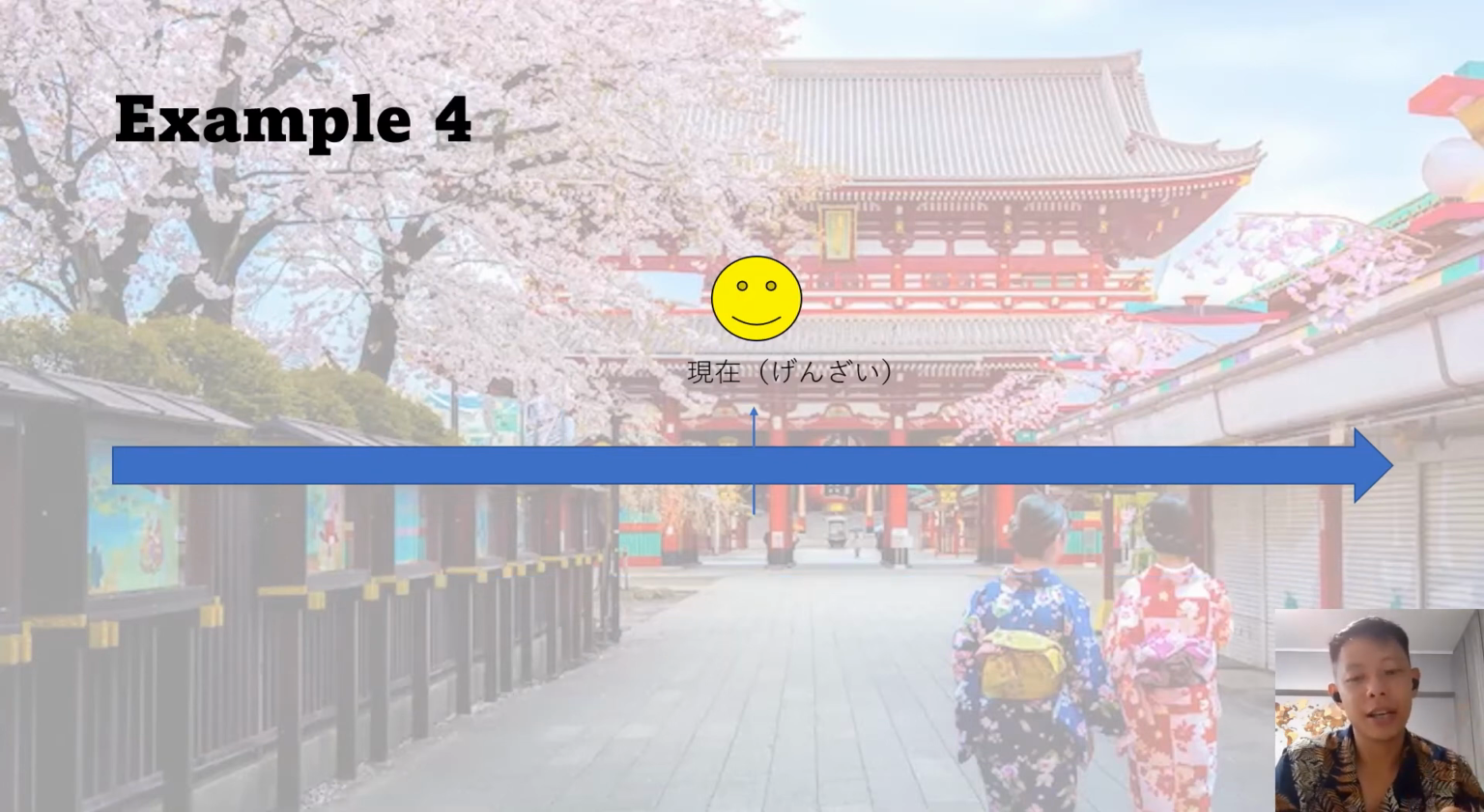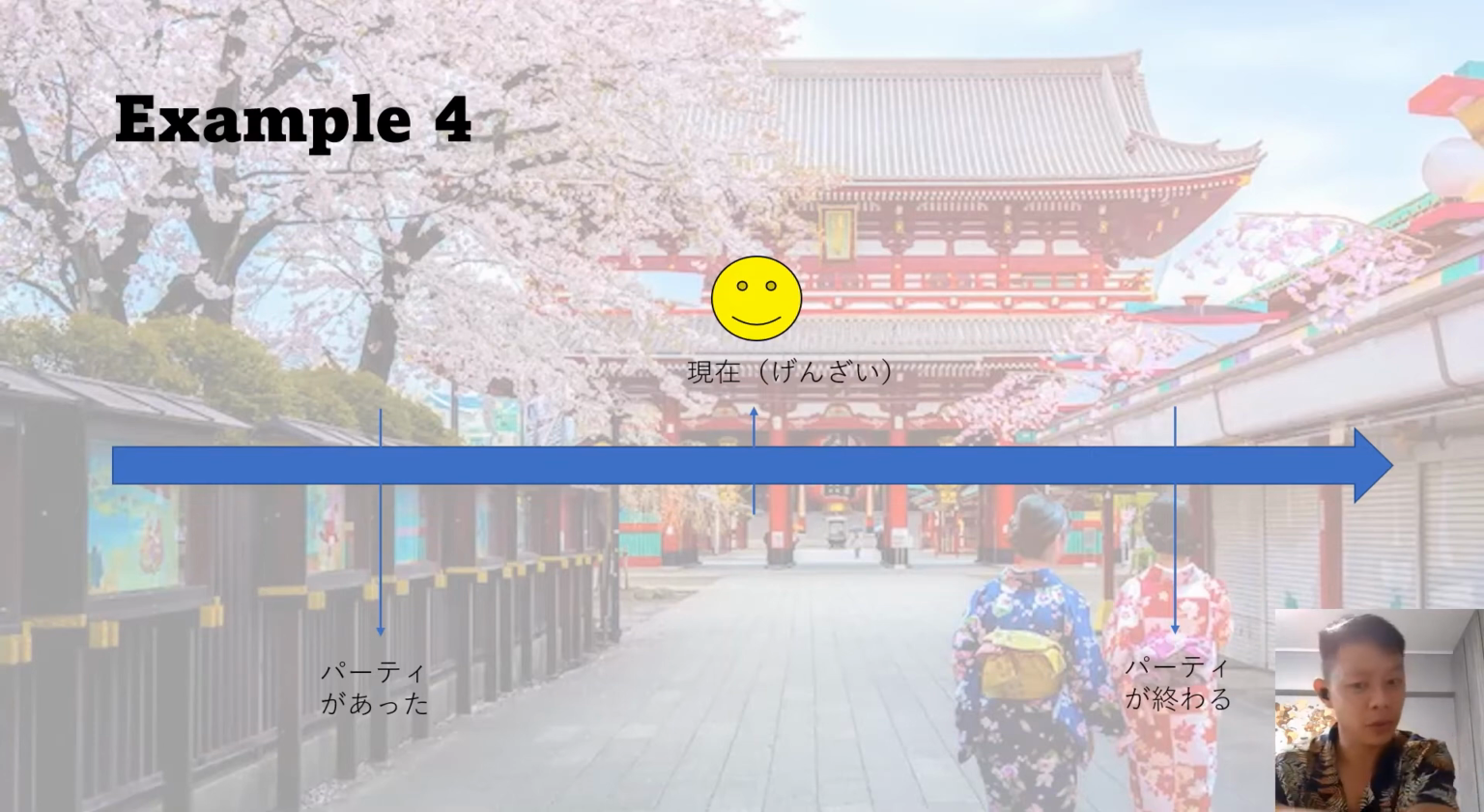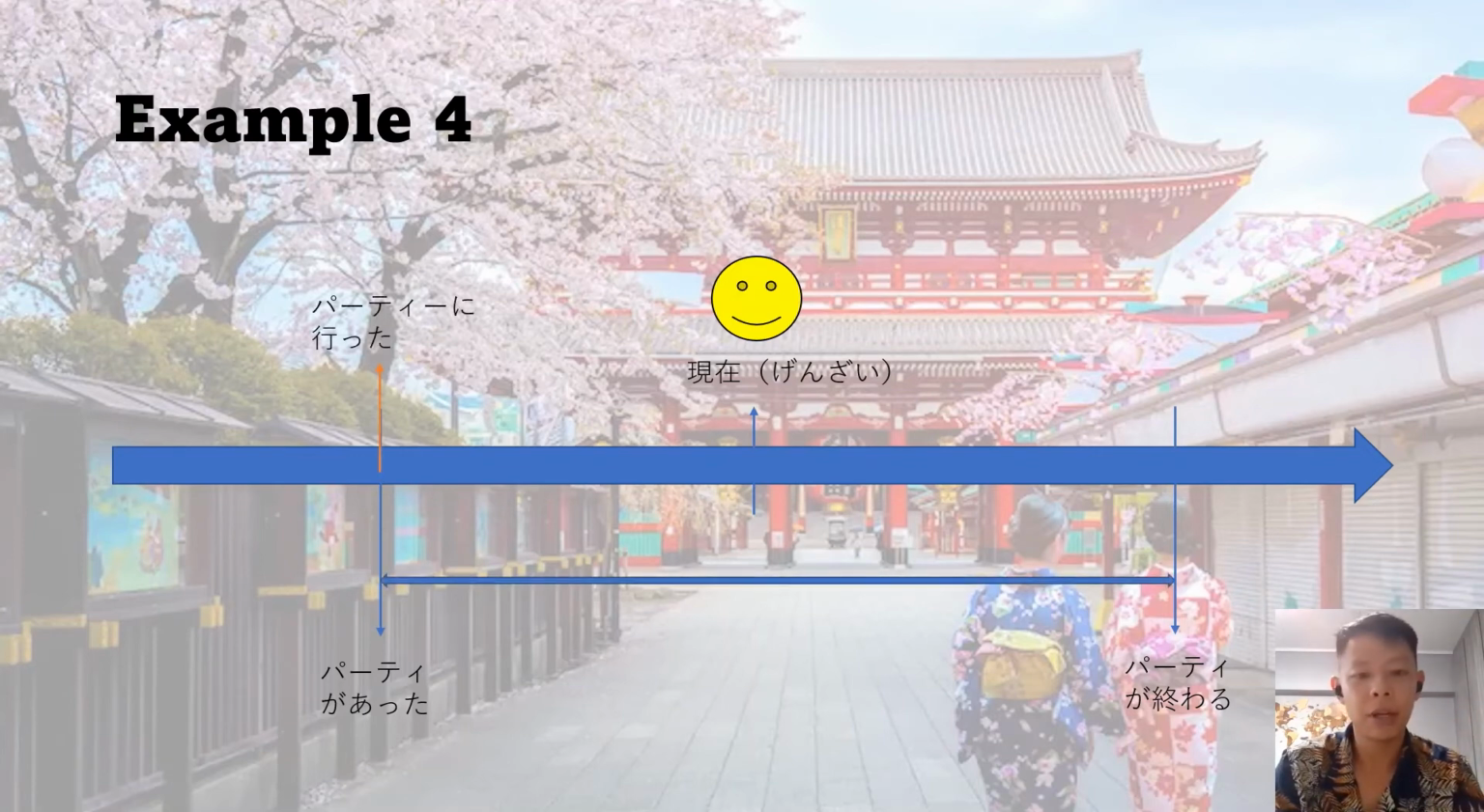All right, so let's say that the party is still ongoing. You went to the party and you're still at the party. So this is when the party started. パーティーがあった. And this is when the party is going to end. パーティーが終わる. Notice that this is not the past tense anymore because the party hasn't ended, so it will end in the future. It's in the non-past tense. パーティーが終わる. The party will end. So let's say that you went to the party, パーティーに行った, and you're currently still at the party. Could you say パーティーに行っている? Yes, you would say パーティーに行っている, even though you're at the party.